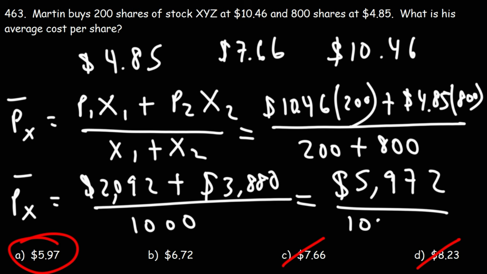And if we divide it by the total number of shares that he bought, we'll get the weighted average. So the average price per share is 5.972, which we could round to $5.97. So it's going to be answer choice A.